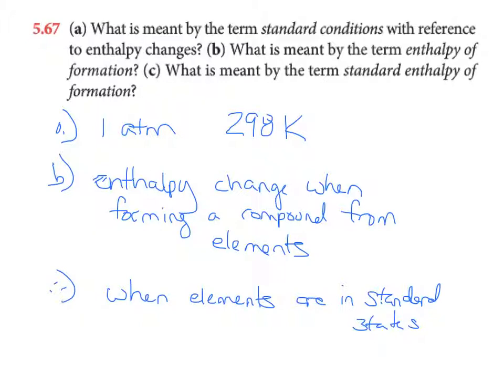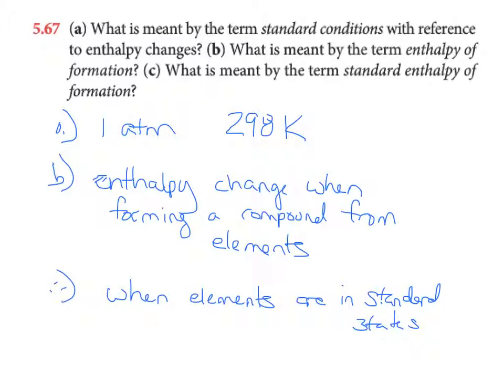So to go back to the example of forming carbon dioxide, what would the standard state of carbon be? How would you find carbon naturally occurring in its elemental form? Not a gas. Solid. Okay, so solid carbon typically is graphite. This one should be easy. How about oxygen? How would we find oxygen? Diatomic gas, there we go.